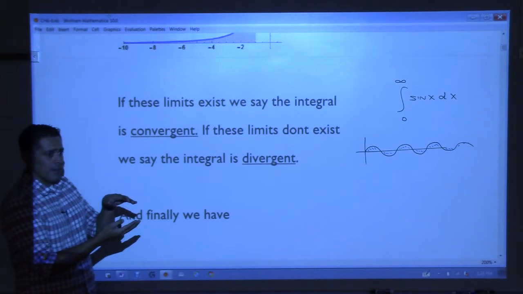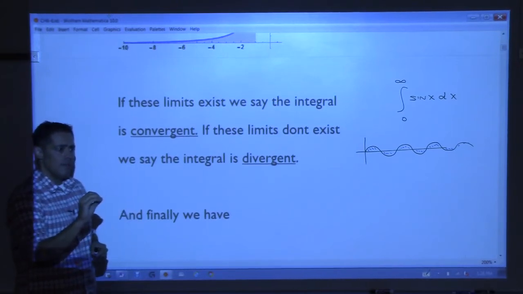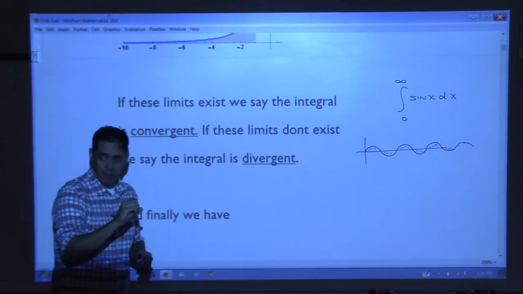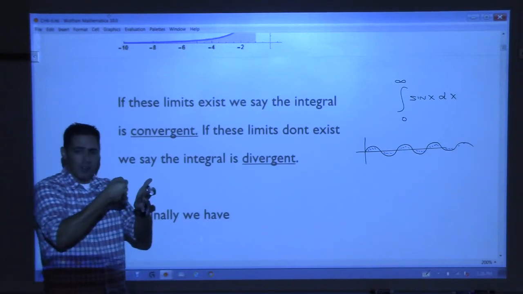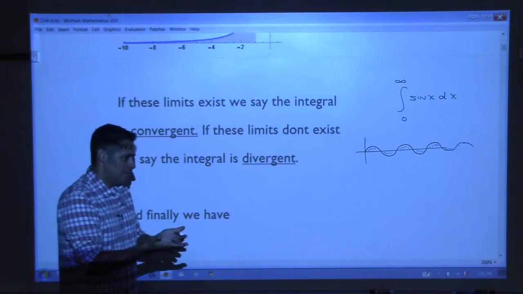They will cancel each other. If they cancel each other, wouldn't you just get 0 though? And that would be convergence. If it actually went to 0, then that would be convergence because it's converging to a number. It's going to something, right? 0 is a number. Okay? But that's not what happens.